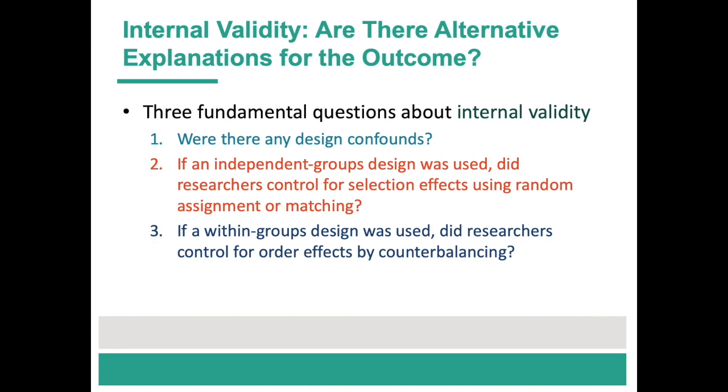So finally, internal validity. So 3 fundamental questions to ask when it comes to internal validity. And this you can apply to your own design if this is what you're using. First thing, were there any design confounds? Are there any other explanations for the results? 2, if an independent groups design was used, did researchers control for selection effects using random assignment or matching? And 3, if a within groups design was used, did researchers control for order effects or practice effects by counterbalancing?